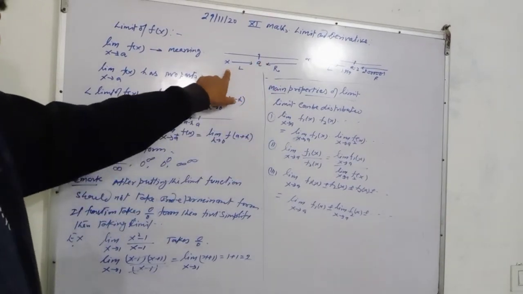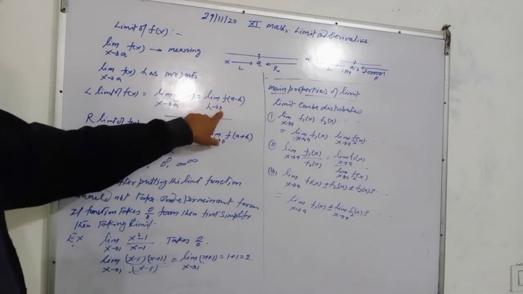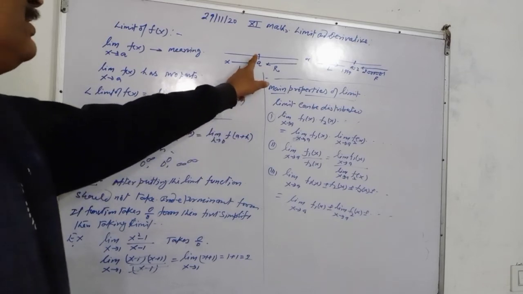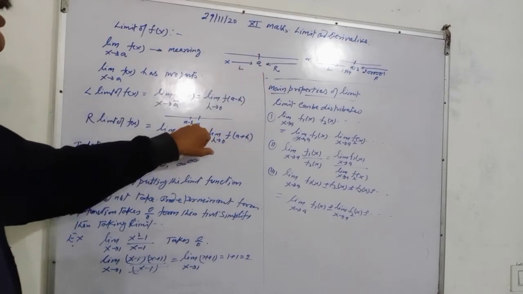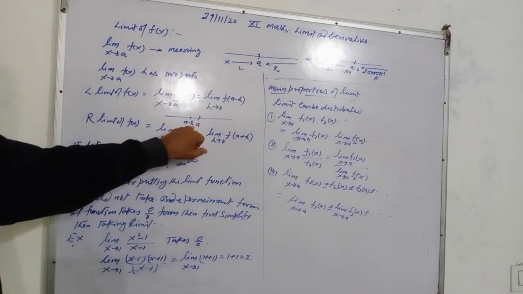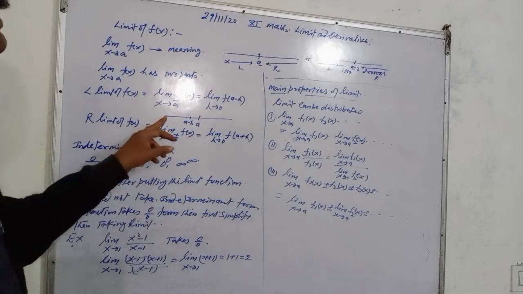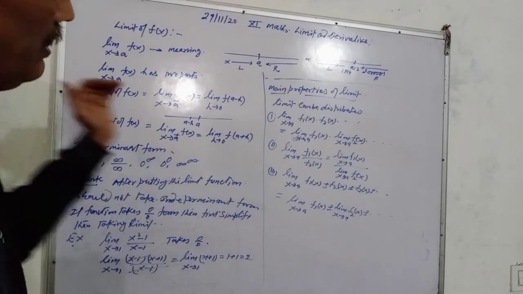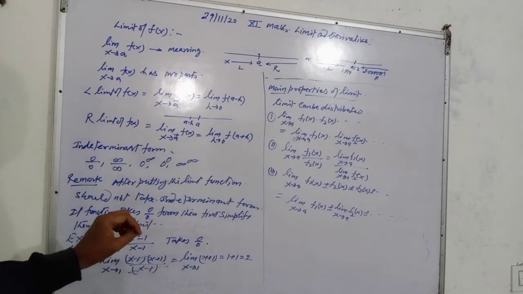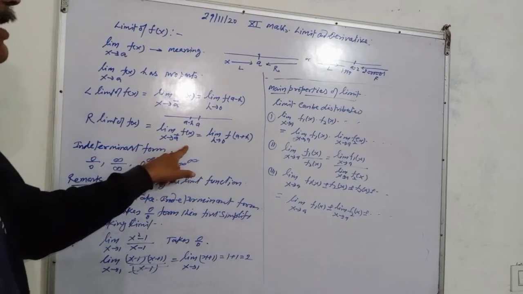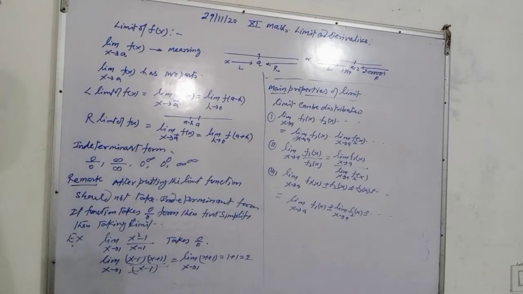So this left limit is written as limit h tends to 0 of f(a minus h), meaning a minus h is a point on the left side of a, but very close to a. Suppose that a is equal to 2. When you are taking the left limit, x approaches 2 from the left side, and the value becomes 1.9999 with many 9s, very close to 2 but not equal to 2.